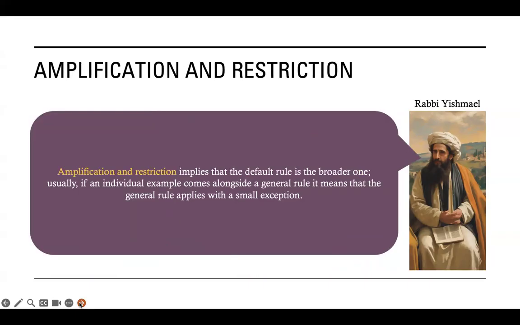Let's talk first about amplification and restriction. Rabbi Ishmael's position is that when we look at a situation where we have a broad rule, that's going to be the default, that the rule really applies to the broad set of circumstances. And that means that if an individual example comes alongside a general rule, it means that the general rule applies, maybe sometimes with a small exception, or maybe the exception is just an example, but the rule applies broader than the exception.